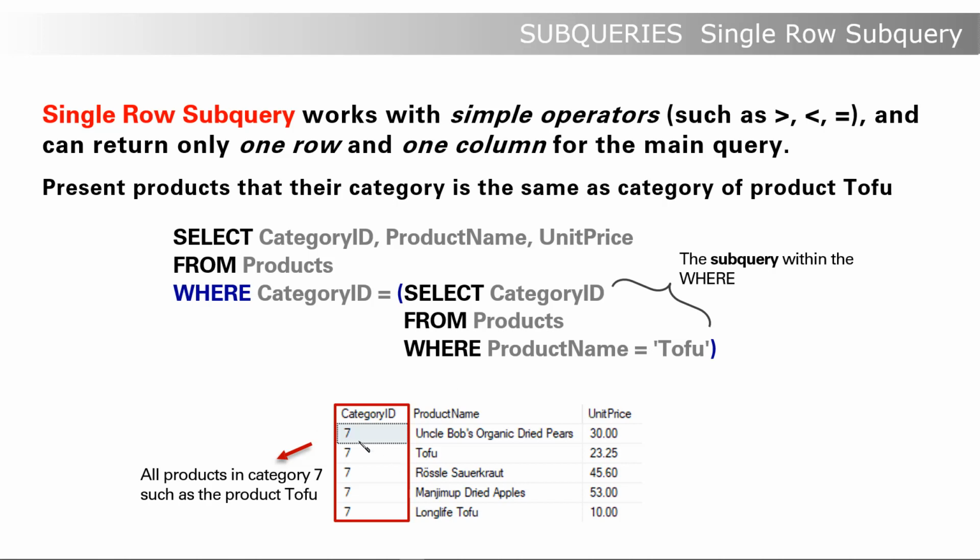And in the result we see that we have all the product names from the category of tofu, that is 7. And we get their unit price. So instead of writing the value, we can write a subquery that brings us the value that we need. In this case, we want the value of the category of the product tofu. Let's write in the SQL server.